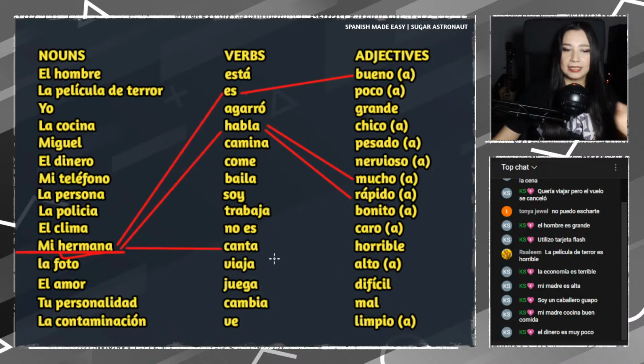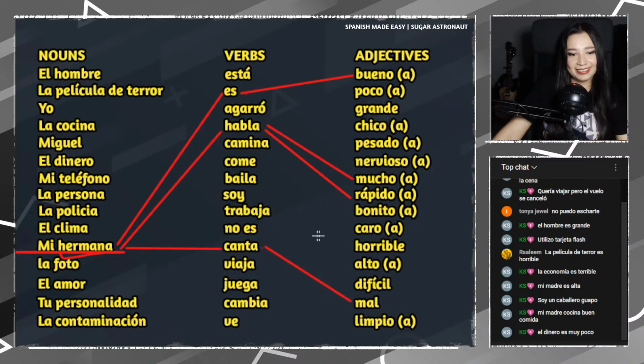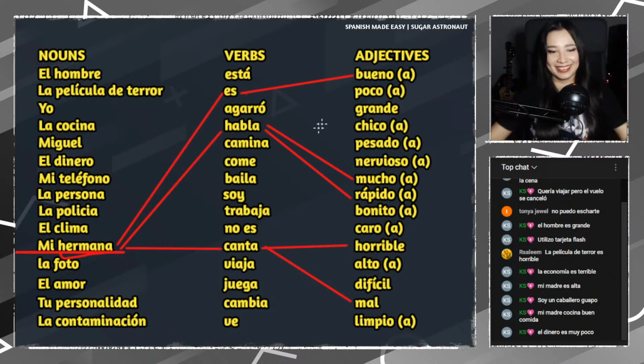Mi hermana canta mal. My sister sings not too good. Not too good. Or a synonym would be horrible. Mi hermana canta horrible. My sister sings horribly. Okay, poor sister. Be nice to your sister, if you have one.